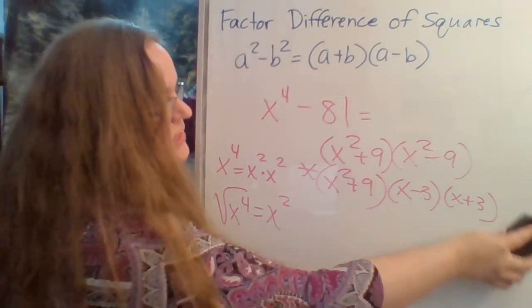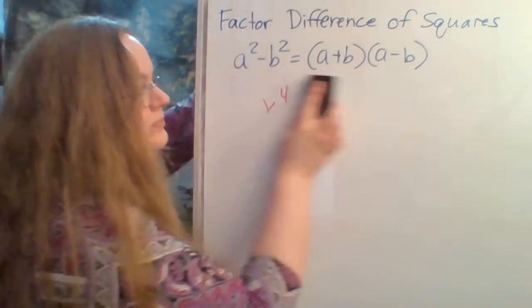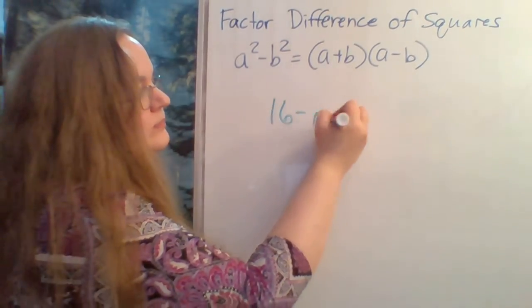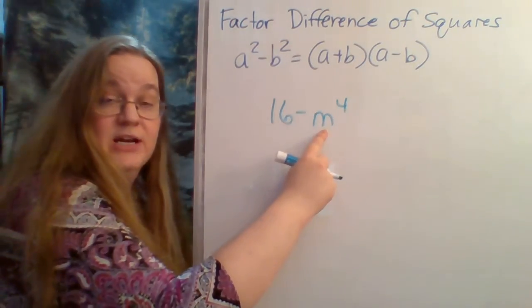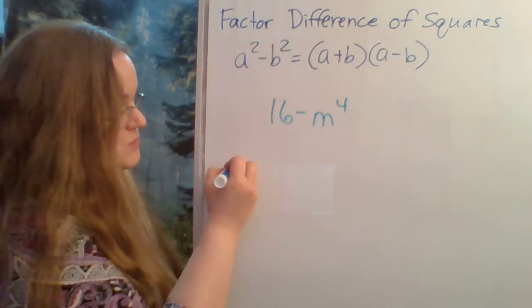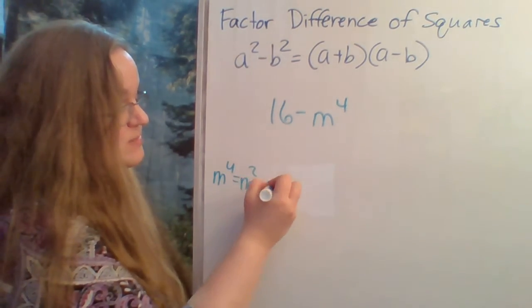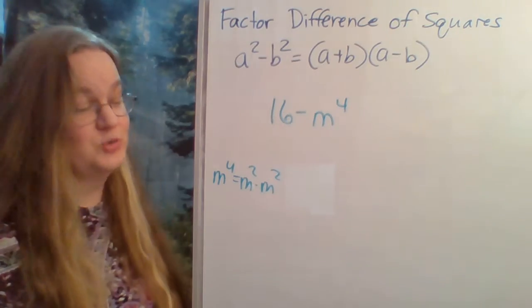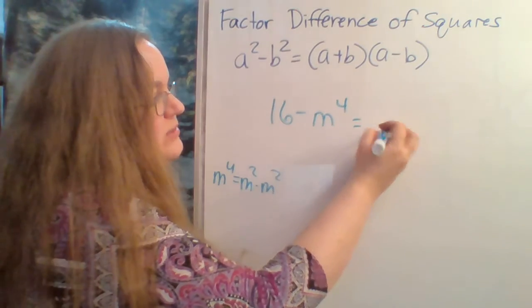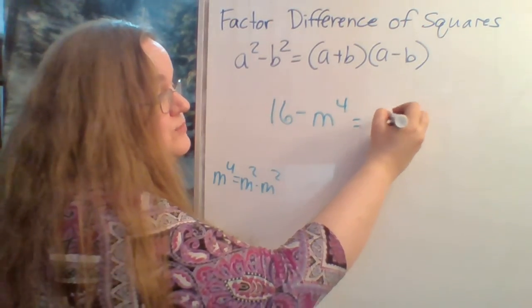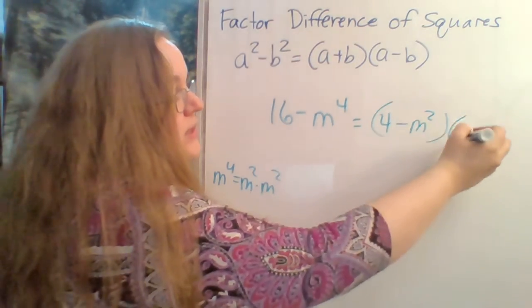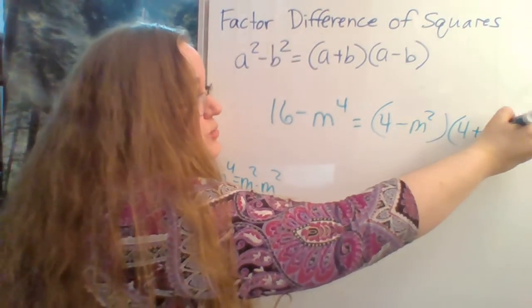Okay, so let's take a look at another example. Again, just like the square root of x to the fourth was x squared, the square root of m to the fourth is m squared, because m to the fourth is the same as m squared times m squared, so it's a perfect square. 16 is a perfect square because it's 4 times 4. So I can go ahead and factor that into 4 minus m squared and 4 plus m squared.